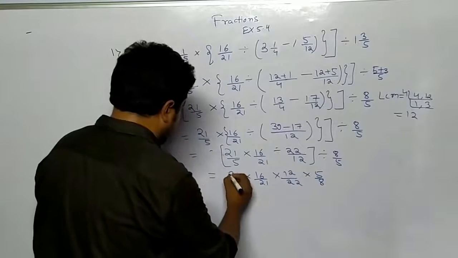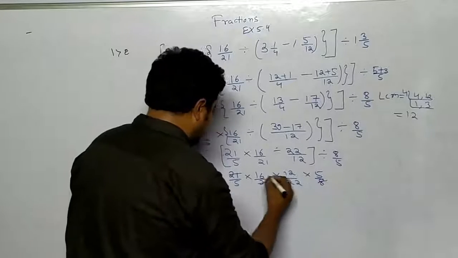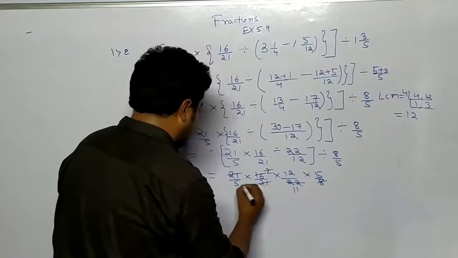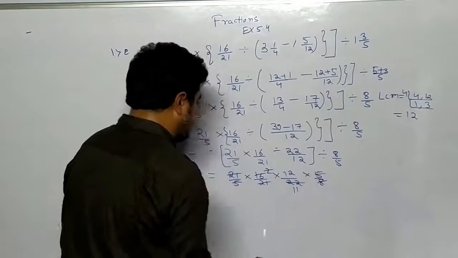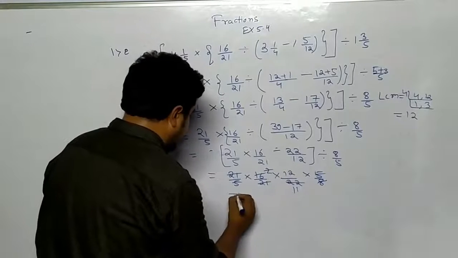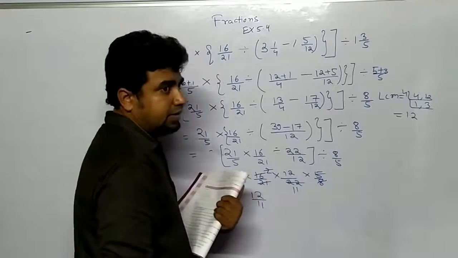So from here you can cancel 21 and 21 is being cancelled. 8 into 2 you can cancel here. 2 into 11 and 5 is being cancelled. So what we are getting? 12 by 11. So this is the answer of question number 1E.